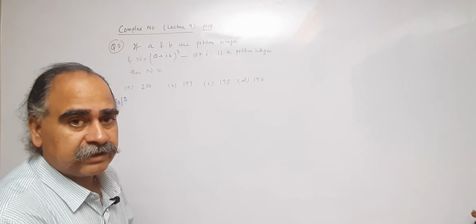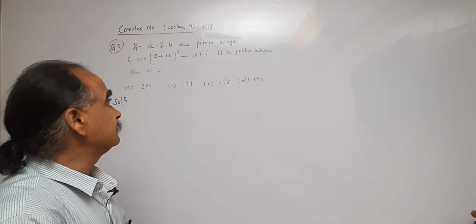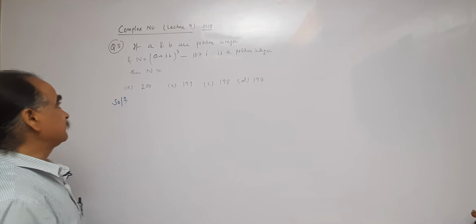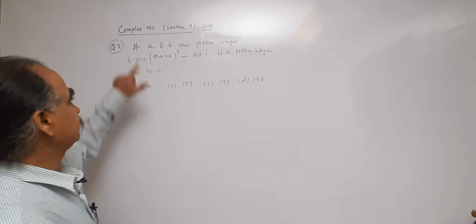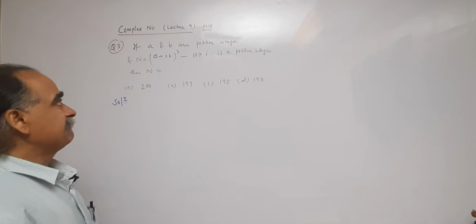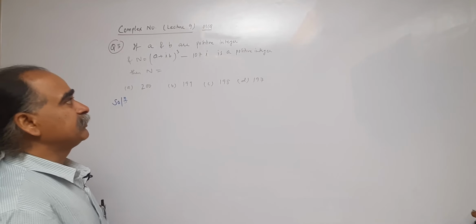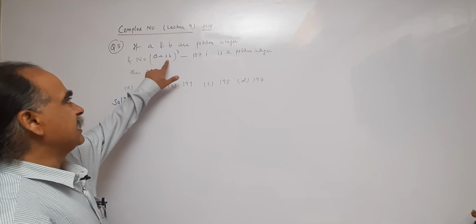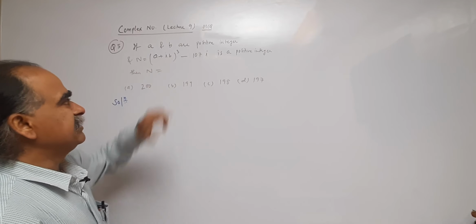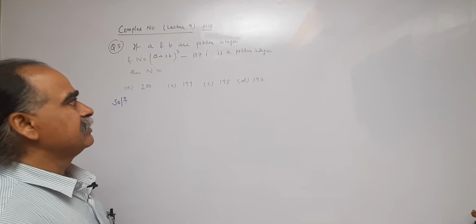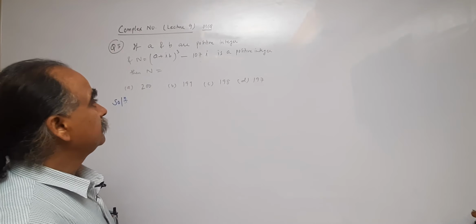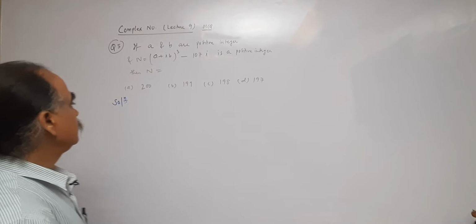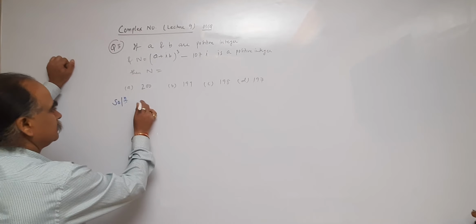This is complex numbers, lecture number 9. We are doing MCQs. Last time we did 4 problems. This is the 5th one. If a and b are positive integers and n is equal to (a plus ib) cube minus 107i is a positive integer, then what is n?